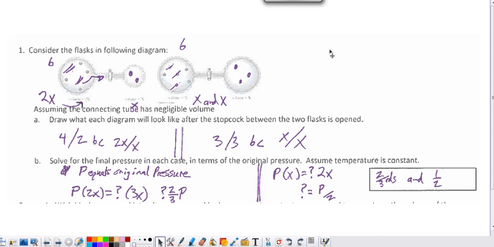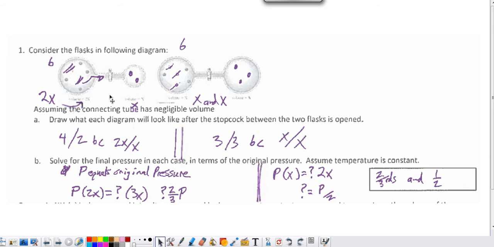So in number one, we have two flasks that are attached via a stopcock, and the right side is evacuated while the left side is full. It is rather difficult to see. Right here it says 2x and x, and that is the volume. It says the volume is 2x for this side and 1x for that side. That is important when you're using your logic here.